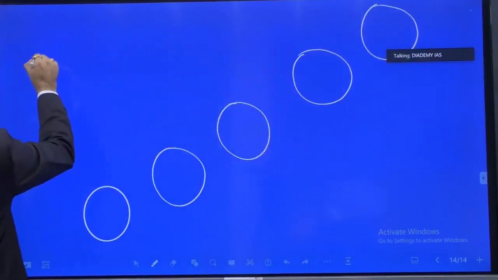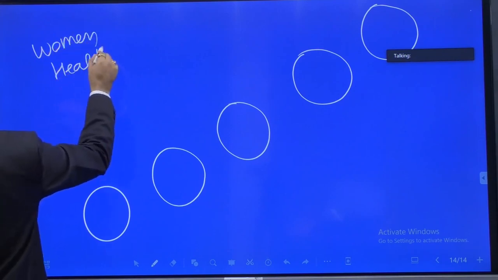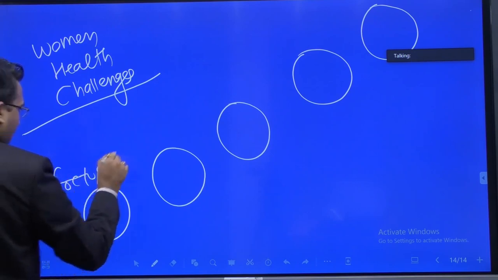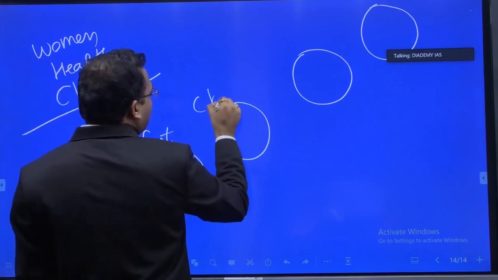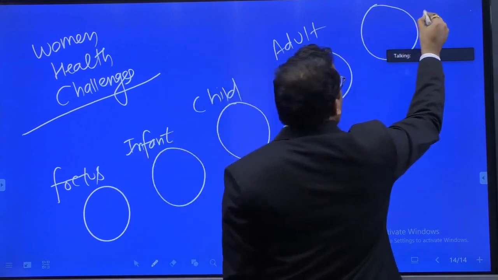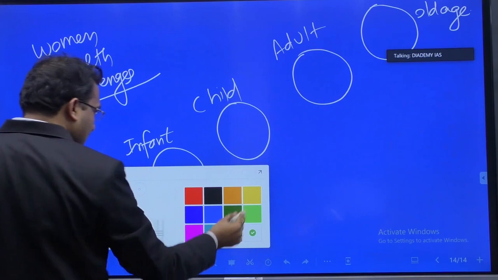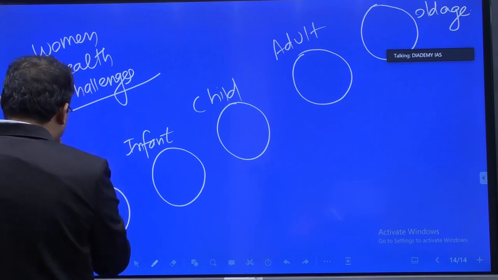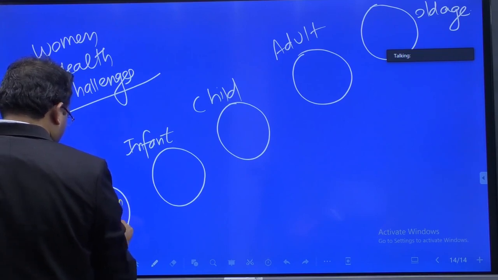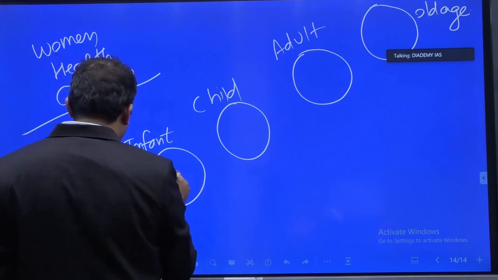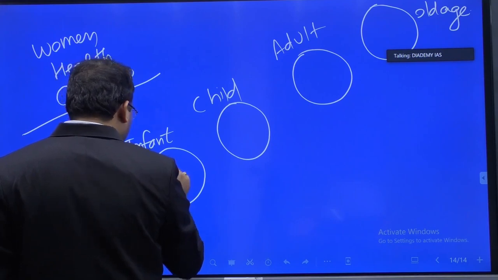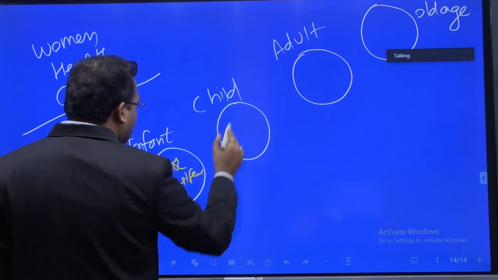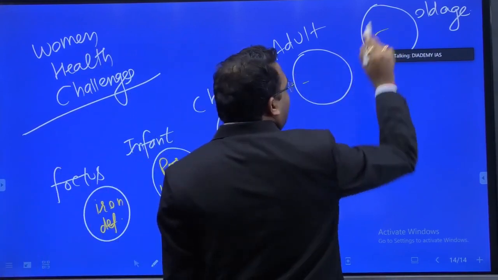Suppose you're talking about women's health challenges. You can talk about fetus, infant, childhood, adulthood, and old age. You can write one point here. In fetus, there is iron deficiency, right? Anemia. In infant, there is poor breastfeeding, so it leads to multiple types of diseases. Child health, again, one point. I mean, one or two points everywhere, okay?